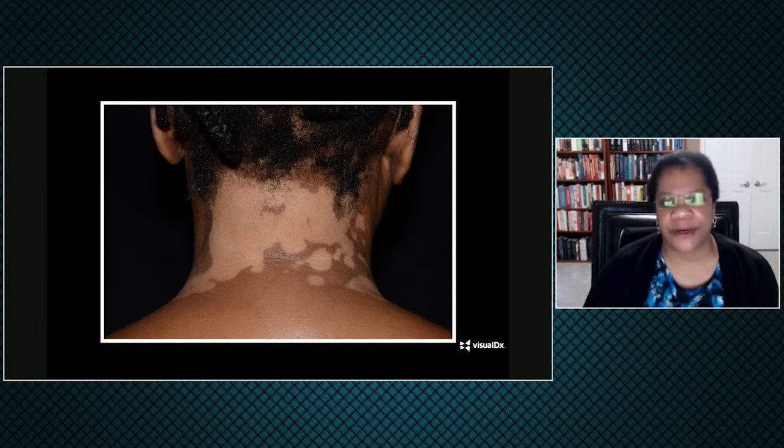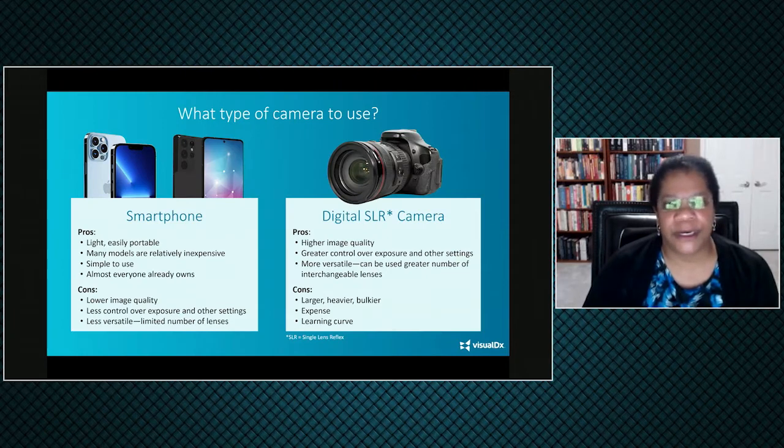So, all right, next. And I alluded to this a little bit already. So, what type of camera to use, smartphone versus digital SLR camera. Again, I don't use a smartphone. Of course, some people do. The advantages of smartphones is that they're light and easily portable. Many models are relatively inexpensive. They're simple to use, and almost everyone already owns one.